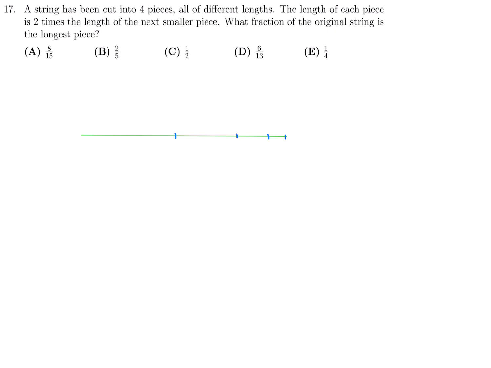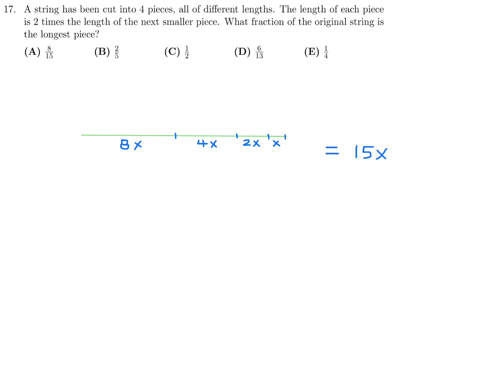And let's label these. So if this is x, this has got to be 2x, this is 4x, and this is 8x, entirely based on what they've told me in the question. Each piece is twice the length of the next smaller piece. So the total is 8x plus 4x plus 2x plus x, which is a total of 15x.